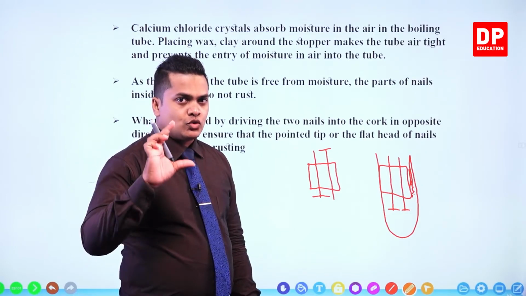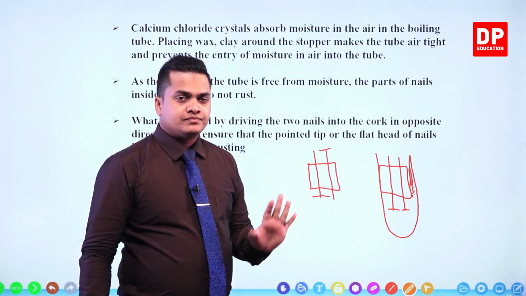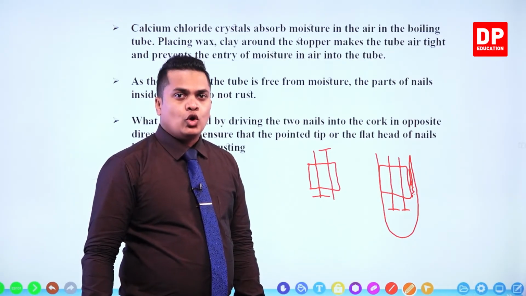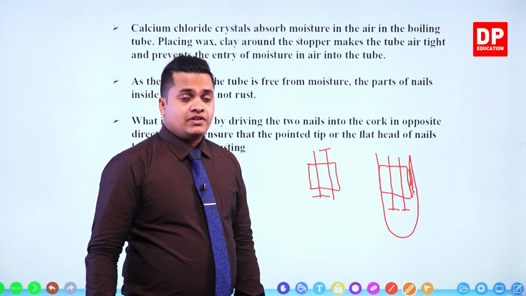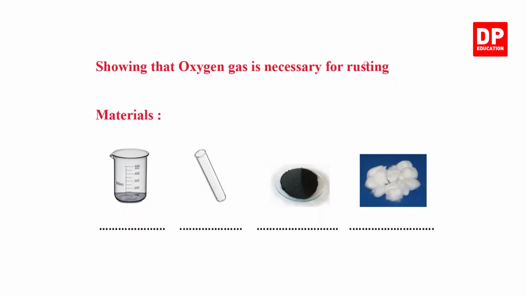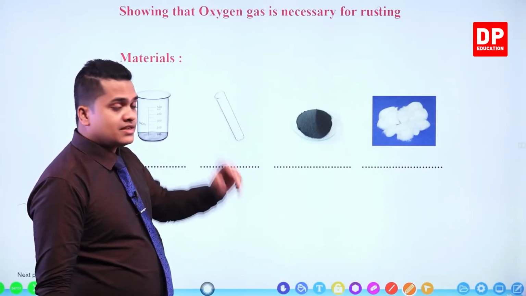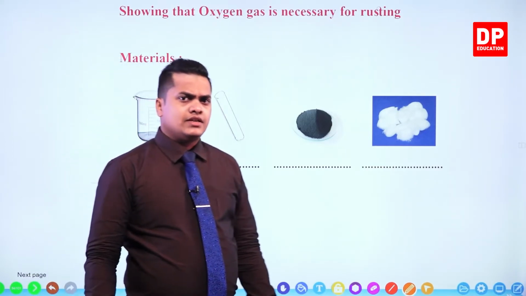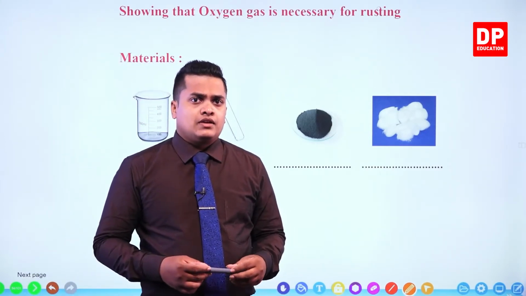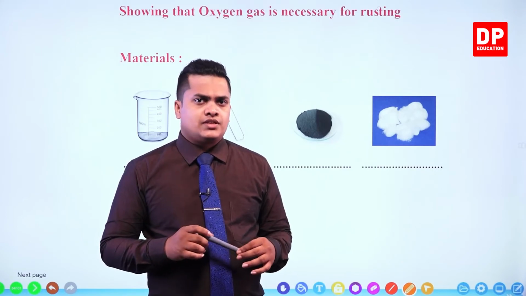So we have studied two main factors essential for the rusting of iron. One thing is air and the second one is water vapor or moisture. There is another activity, right? Let's see what that is. So the third and the final activity in observing the factors necessary for the rusting of iron. Here we are going to show that oxygen gas is necessary for the process of rusting. In the earlier case, when I was doing that experiment, I showed you that air is necessary for rusting.